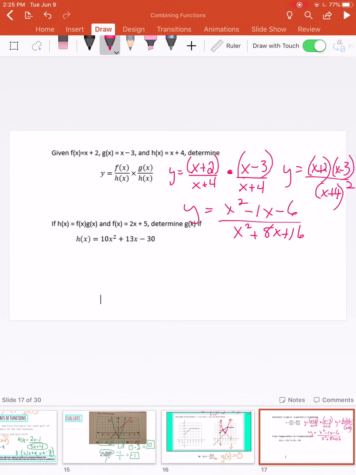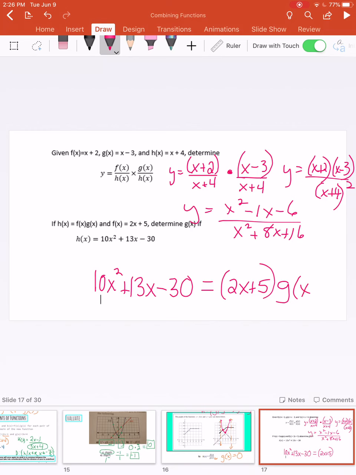Okay, in the next question here, if h at x equals f at x times g of x, and f at x is 2x plus 5, determine g of x. So what they're saying is h at x is 10x squared plus 13x minus 30. You know f at x is 2x plus 5. We don't know g of x. So really what we're doing is we're saying 2x plus 5 times what gives me this trinomial here.